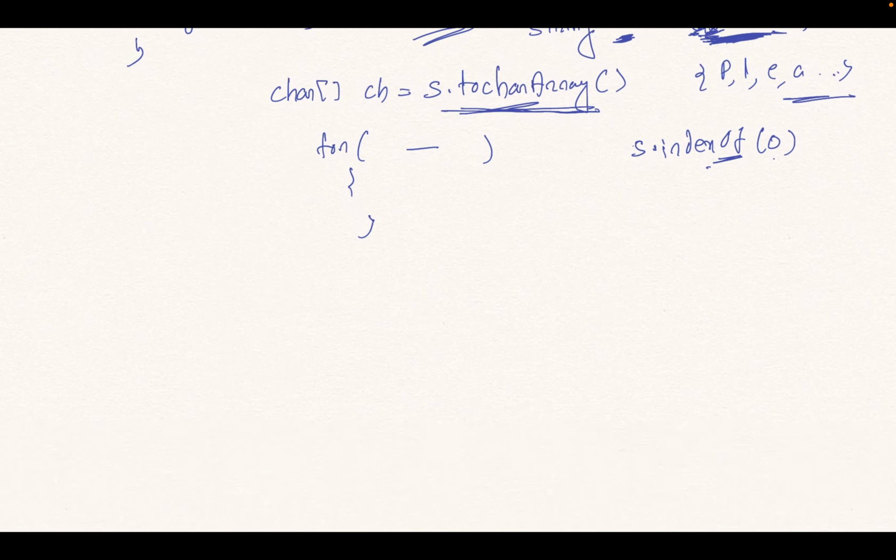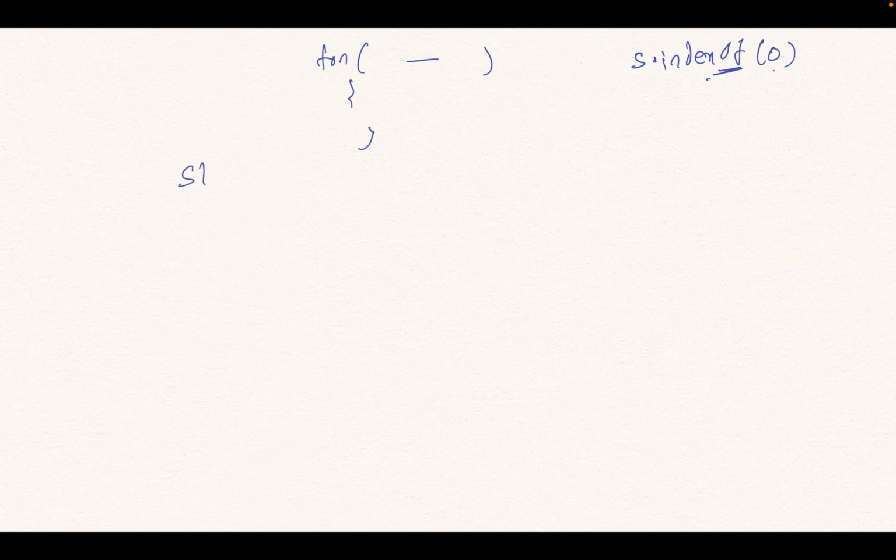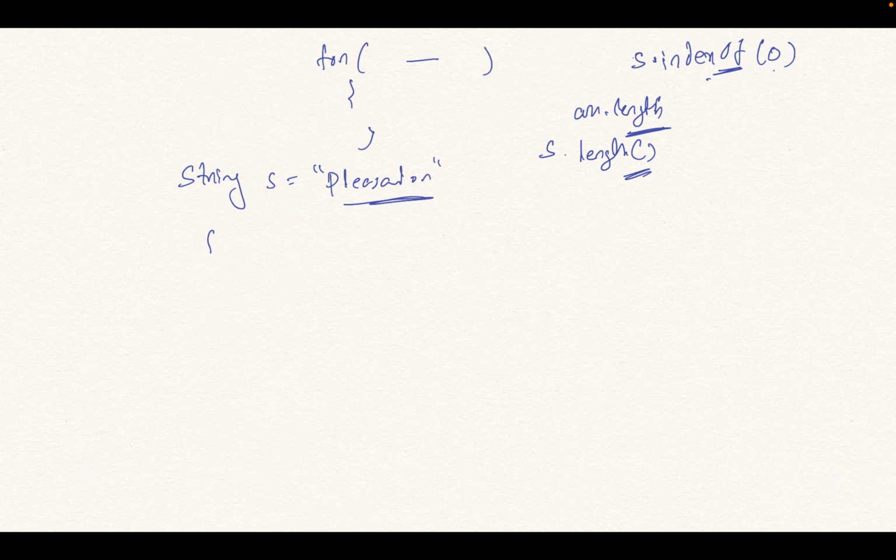Now I have a string s equals "pleasanton". I want to manipulate, basically do something with each character. So how can you get the string length? For an array, you get array dot length; there is no bracket, only length. In a string you have string dot length, but with brackets. That is the only difference, right?